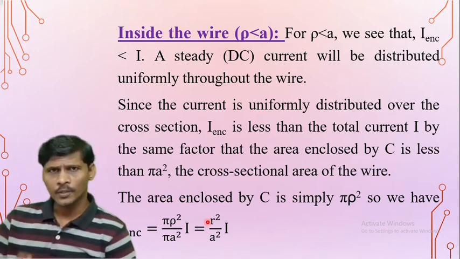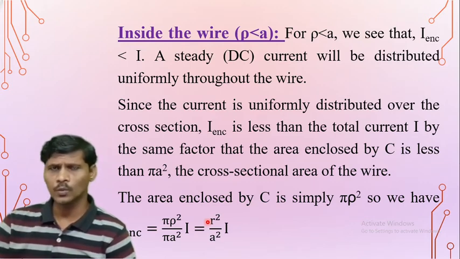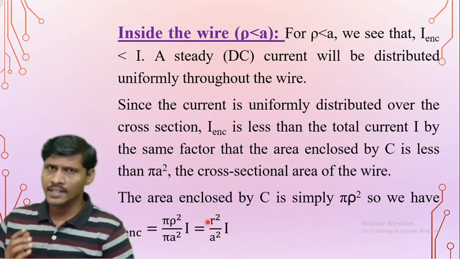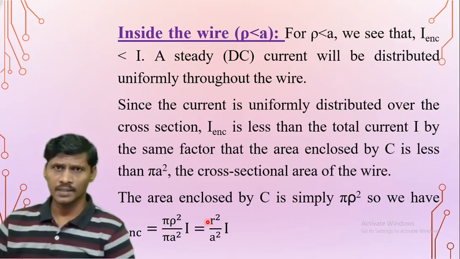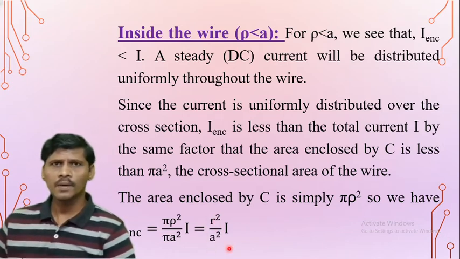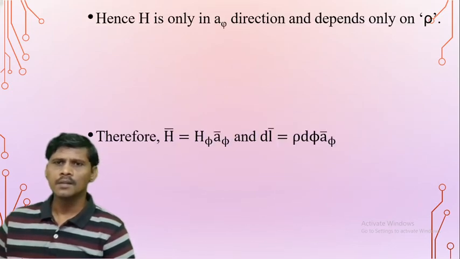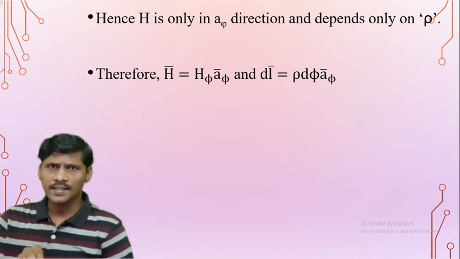Therefore, the total enclosed current is pi rho squared by pi a squared into the direct current. The conducting rod carries the direct current I amperes, into I. So that is equal to rho squared by a squared into I. Now here the Ampere path is considered inside the conducting rod.